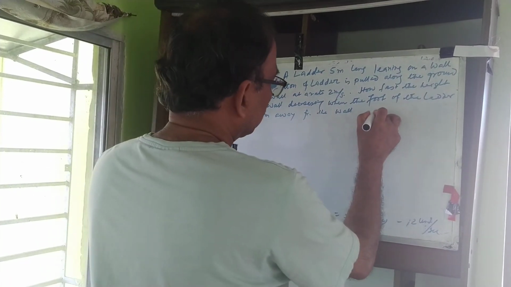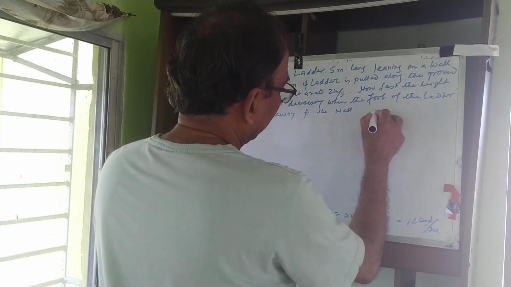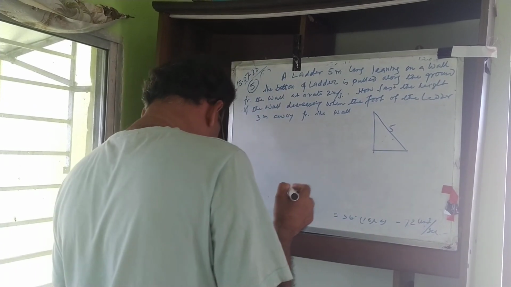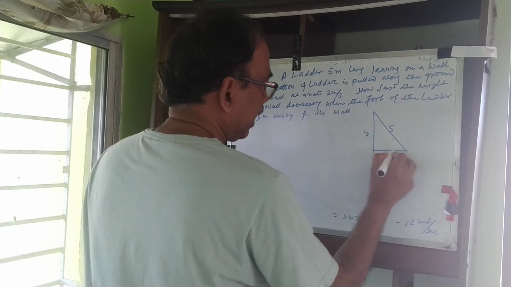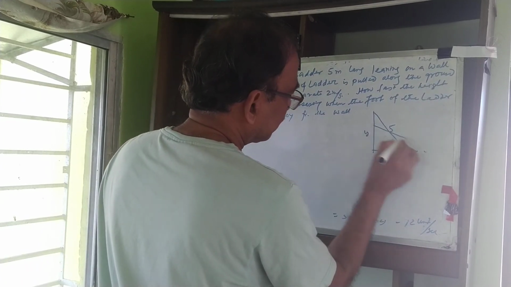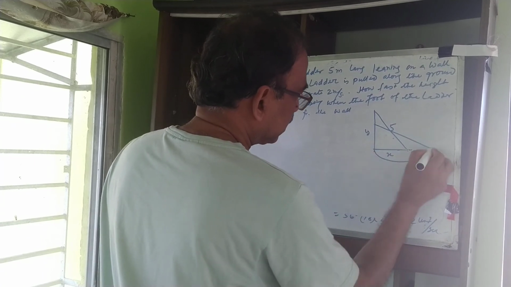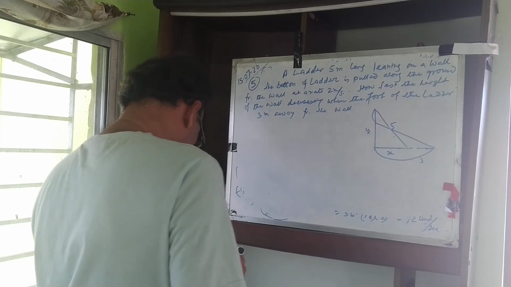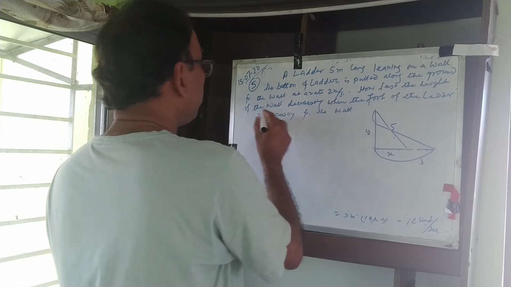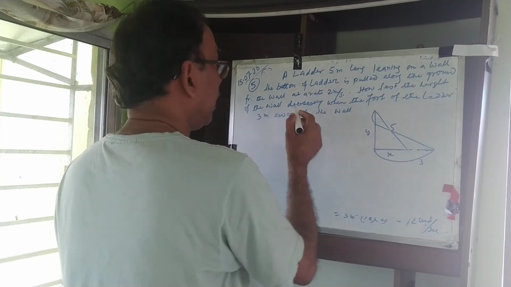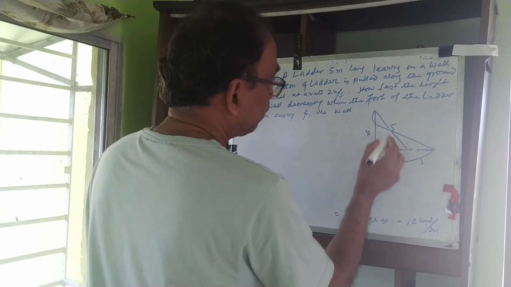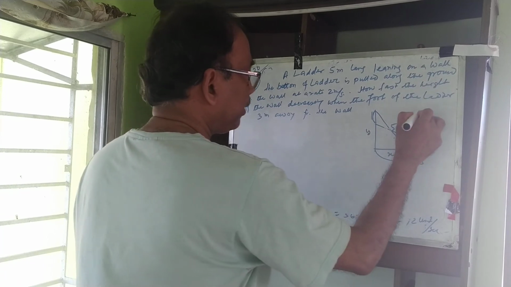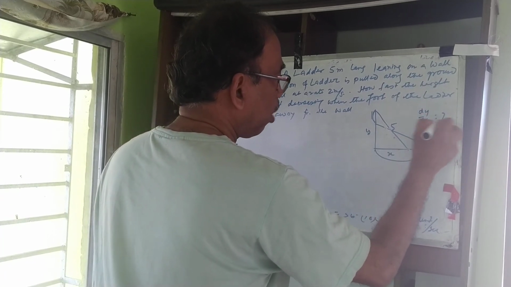I'm telling here, suppose this is the wall and this is the ladder. It is 5 meters. Suppose the height of the wall is y and this is x, and the ladder is pulled here like this. This to this is 3 meters. The question is, how fast does the height of the wall decrease when the foot of the ladder is 3 meter away from the wall? How much will this then decrease? You have to find dy by dt.